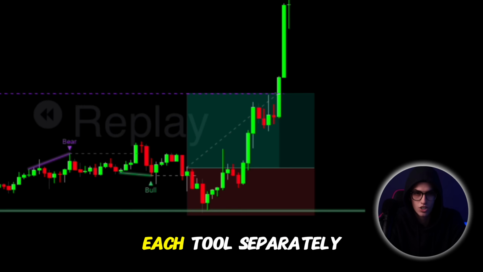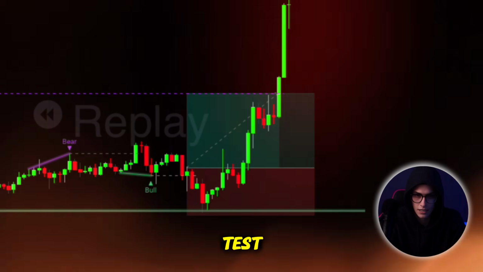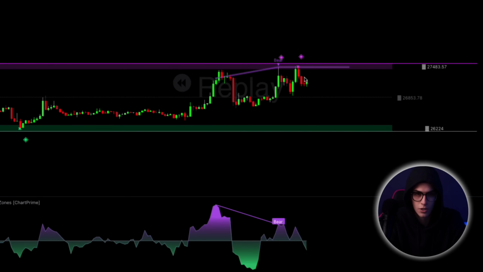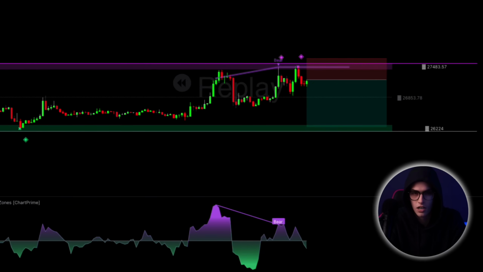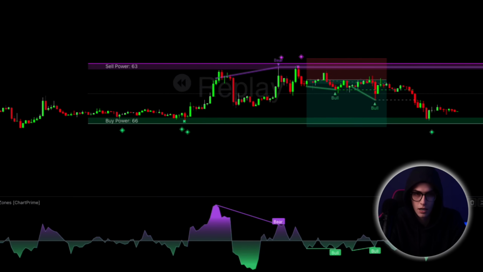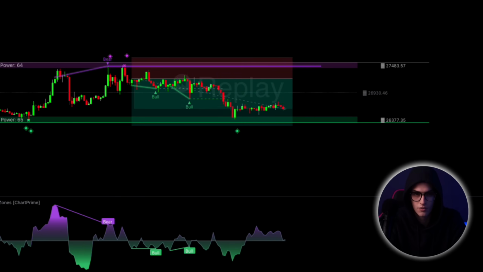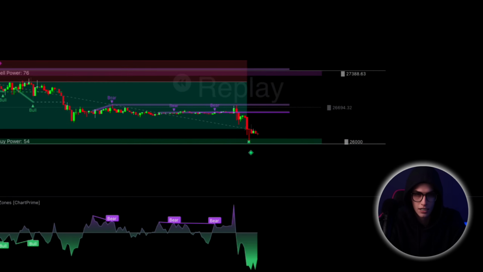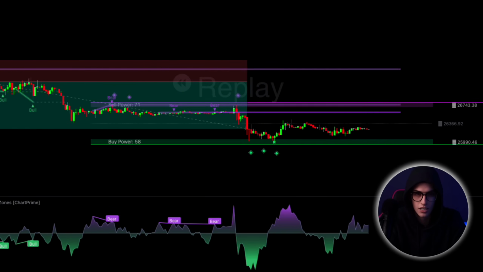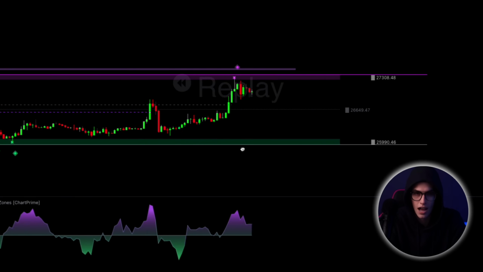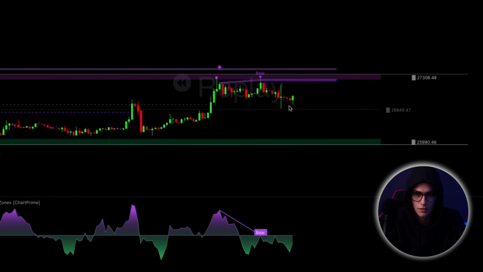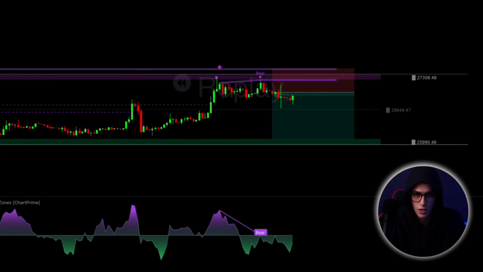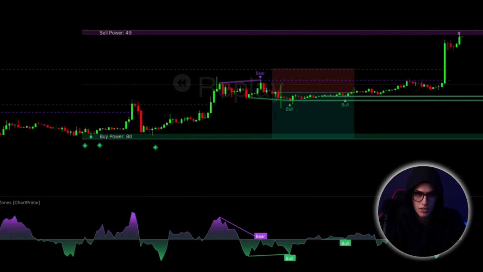Once you understand each tool separately, you can combine them into the two strategies you want to test. For the RSI divergence plus support and resistance power channel combination, your rule could be enter only when a bullish divergence forms inside a buy power zone or a bearish divergence forms inside a sell power zone. Backtest this by scrolling through past data and recording every instance that fits the criteria. Track how far price moved, whether it hit logical targets, and how often the trade failed.